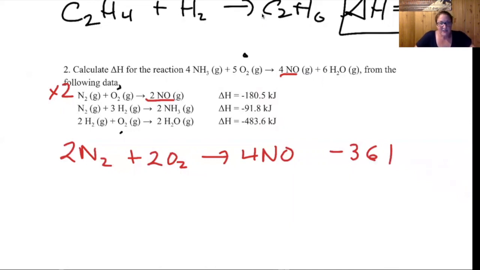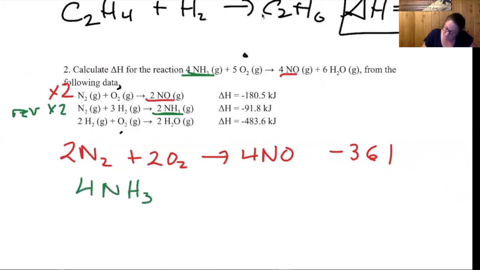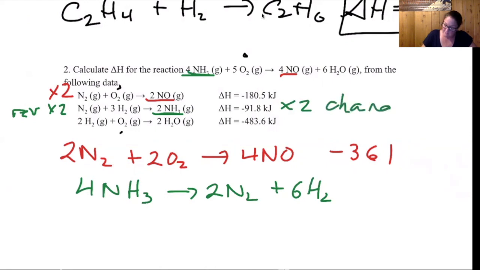On to the next reaction. What does it have in common with the overall reaction? NH3. Correct number of them? No. Correct side? No. So I need to reverse and times 2. So 4NH3 will become 2N2 plus 6H2. So I'm going to multiply this by 2 and then change sign. So 91.8 times 2 gives me positive 183.6.